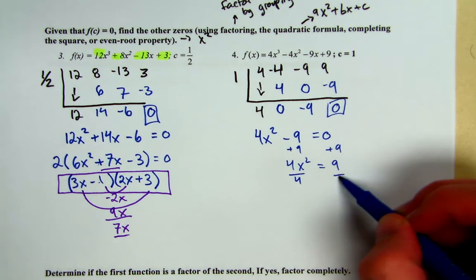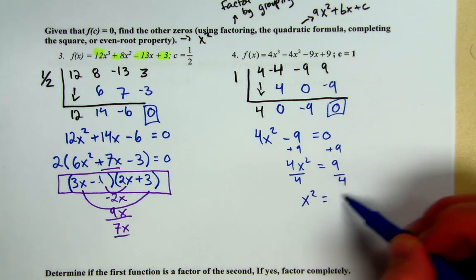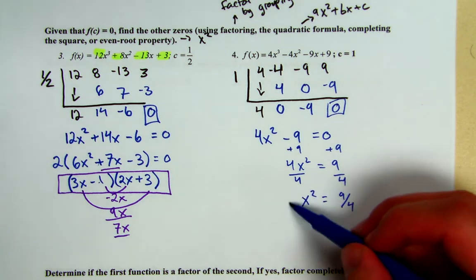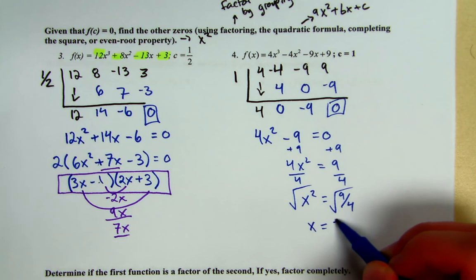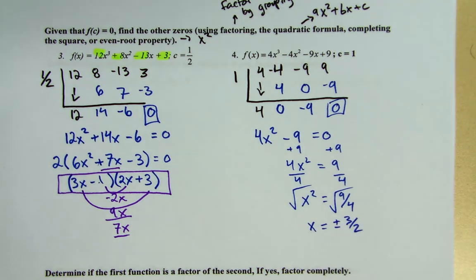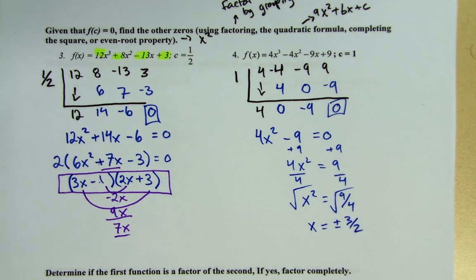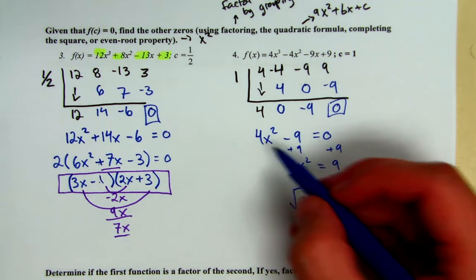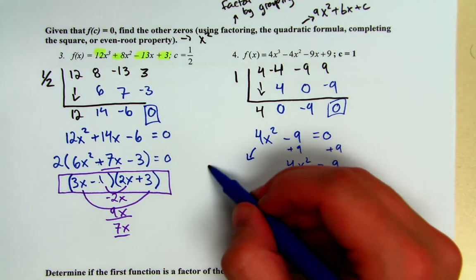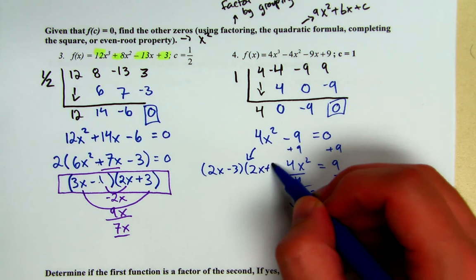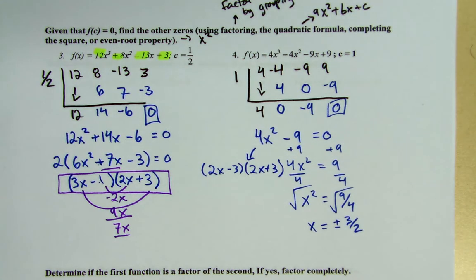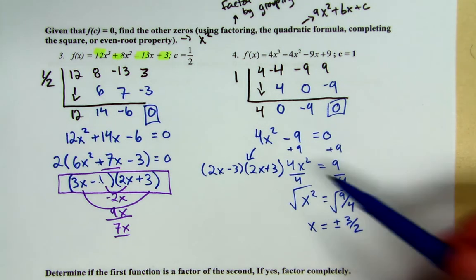Divide both sides by 4. X squared equals 9/4. And finally, when you take the square root of both sides, you get x equals plus or minus 3/2. Don't forget plus or minus whenever you take a square root. Again, if you were to factor this, 2x minus 3, 2x plus 3, because it's actually a perfect square binomial.